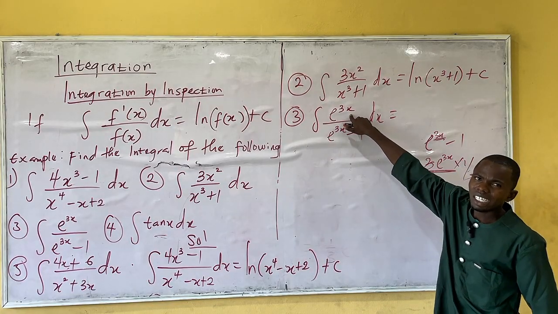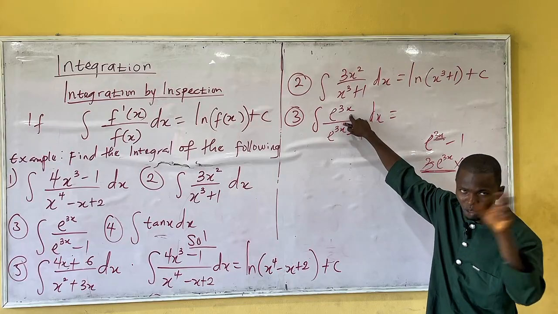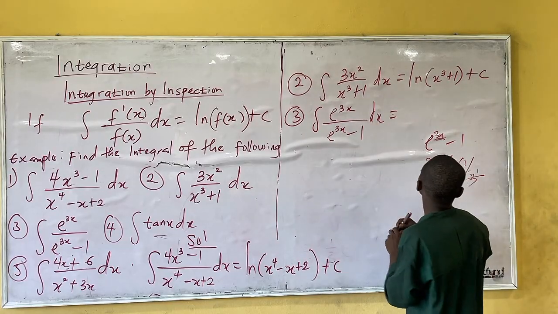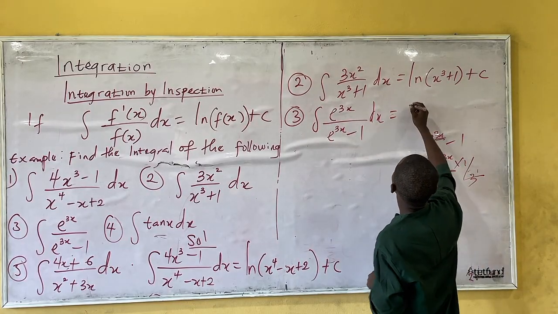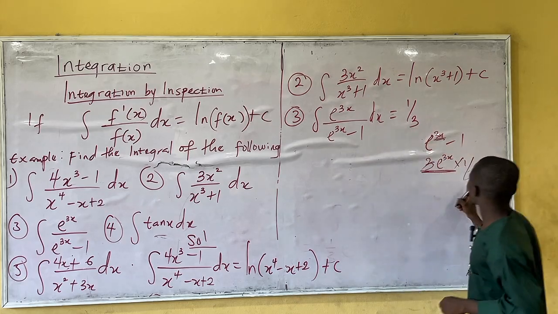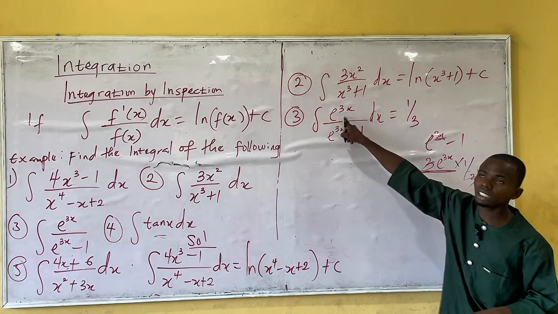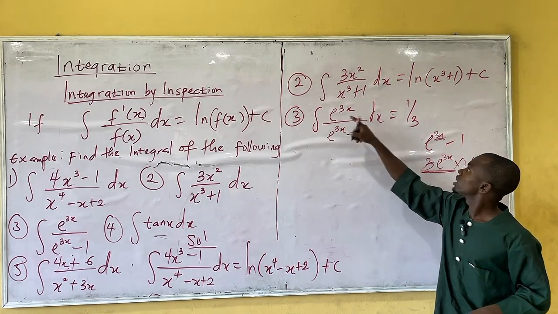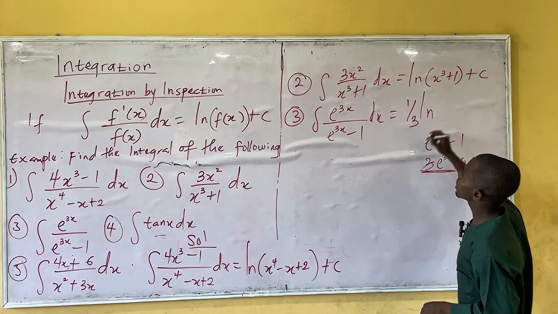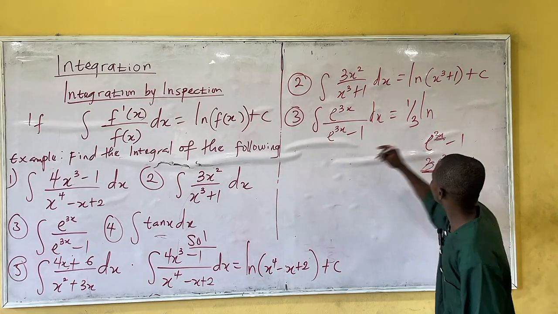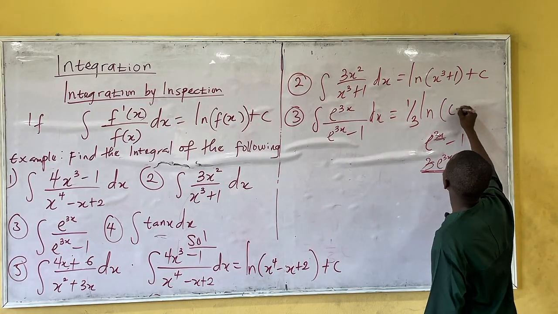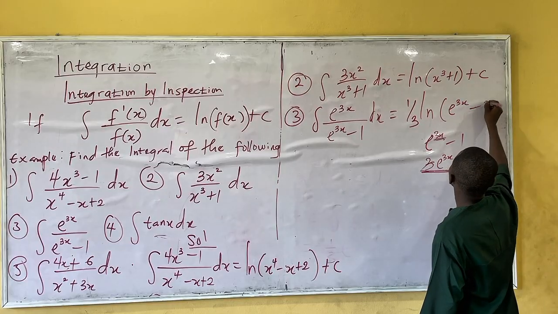will give me the numerator, because it must give me the numerator, which means the answer will now be 1 over 3, because of the 1 over 3 that will make it to be exponential of 3x, it will now be 1 over 3 ln of denominator. Ln of what? Of exponential of 3x minus 1.